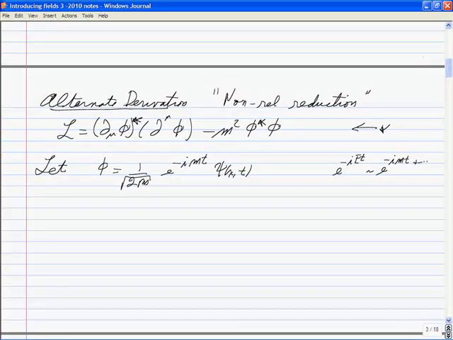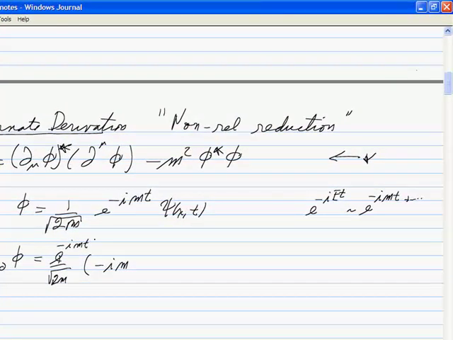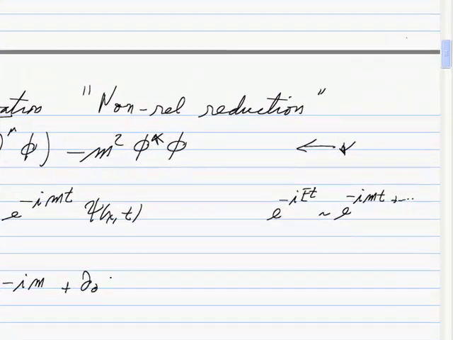So the time dependence from e to the minus i E t would just be the mass, to first approximation. So if you do that, then when you have d0 on phi, with this normalization 1 over root 2m, there's going to be a piece that brings down minus i m from taking the time derivative on the exponential. So I'll pull that out in front, e to the minus i m t out in front now. There was the time derivative on the exponential, and then the other time derivative can act on psi.